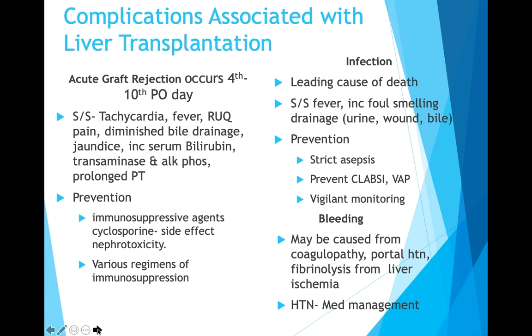Also, bleeding is another complication after liver transplantation. And this can be caused from coagulopathy, again, if the liver isn't working correctly. If the patient had portal hypertension prior to this liver transplant, they were ill prior, and from their liver not working beforehand, they have portal hypertension. So you can have fibrinolysis from your liver ischemia, and then hypertension is another complication, and that's typically managed with medication.